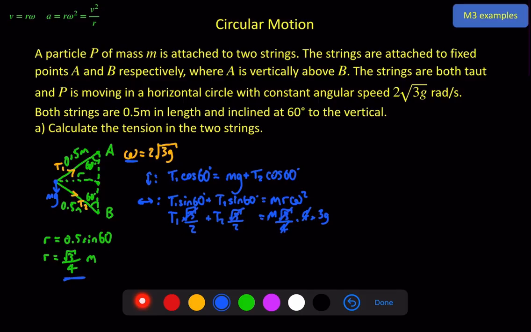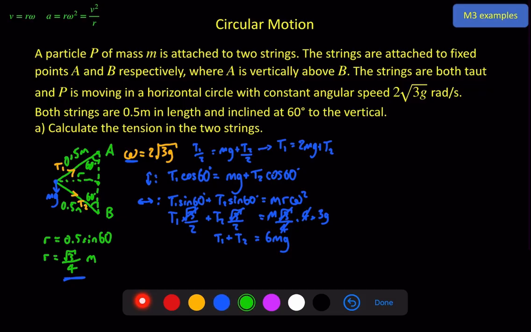Times everything by 2 to get rid of these halves on the left, gives me T1 plus T2 is equal to 6mg. In the other equation, even nicer, because cos 60 is a half, so we've got T1 over 2 equals mg plus T2 over 2. Again, times everything by 2, get rid of those fractions, we get T1 is equal to 2mg plus T2.